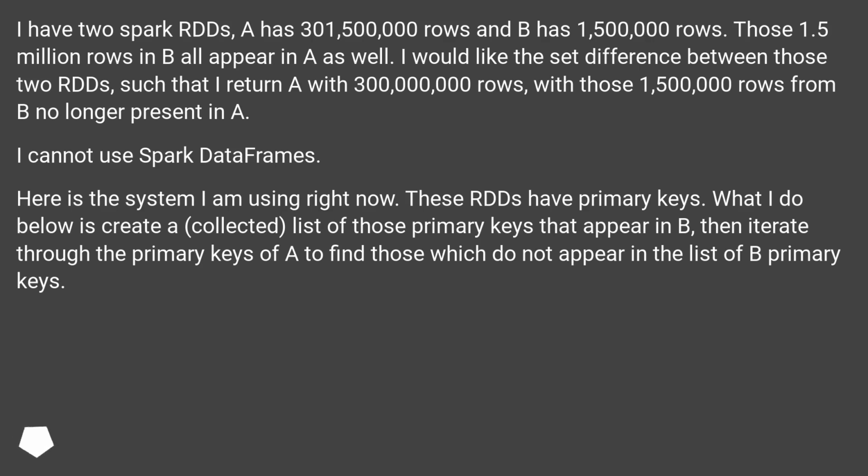These RDDs have primary keys. What I do below is create a collected list of those primary keys that appear in B, then iterate through the primary keys of A to find those which do not appear in the list of B primary keys.